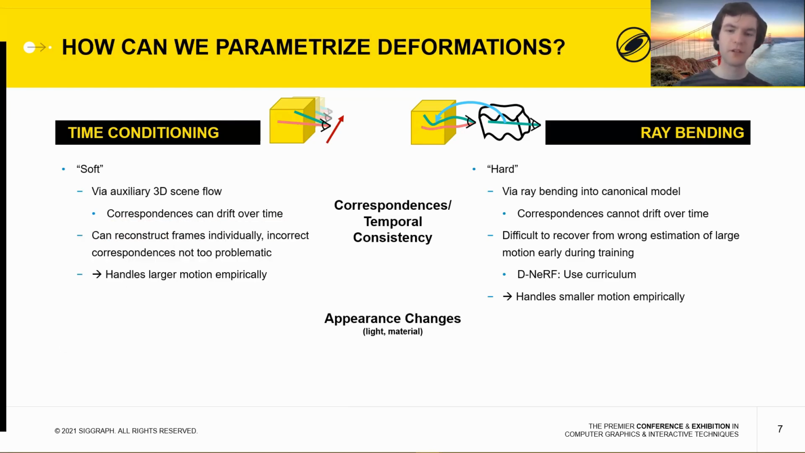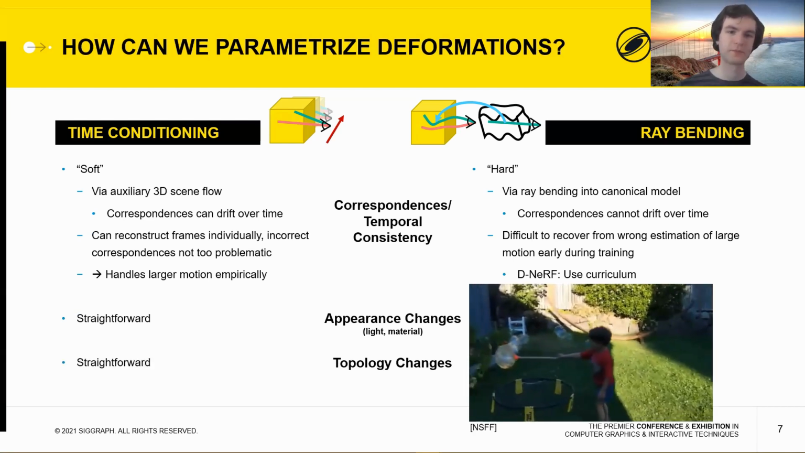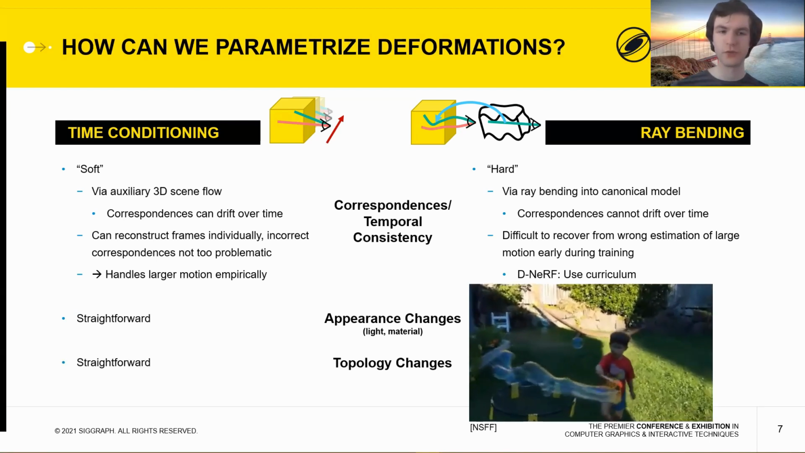Another aspect are appearance changes like shadows or in the material. In the time conditioning framework, these are straightforward to model. The same holds for topology changes, as we can see again when looking at the bubbles in this novel view video. Note that the bubbles appear and disappear without too much issue.